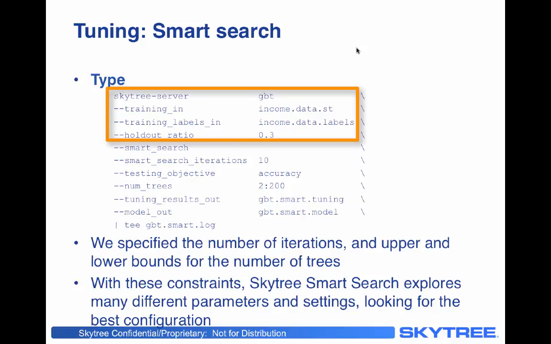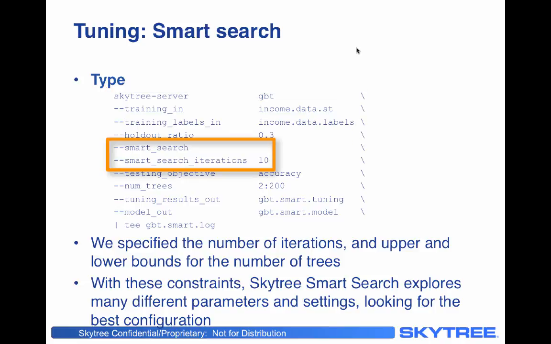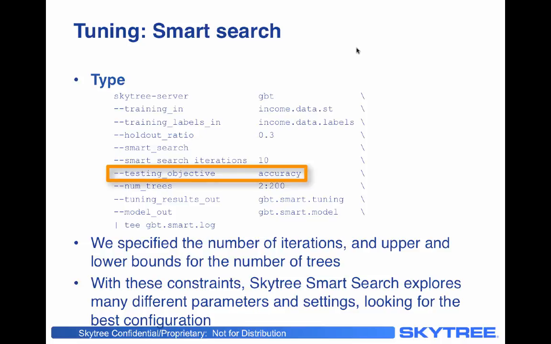In this one, we first specify the GBT option and the training files, and choose a holdout ratio. After that, we turn on the smart search option and specify the number of iterations we would like to use. In this particular run, we're using 10 iterations. We then specify our objective for optimization by using the testing objective option. And for this particular run, we would like to maximize the classification accuracy, so we use the accuracy option.